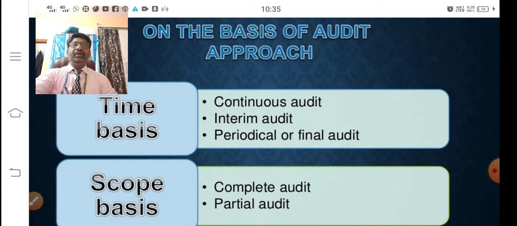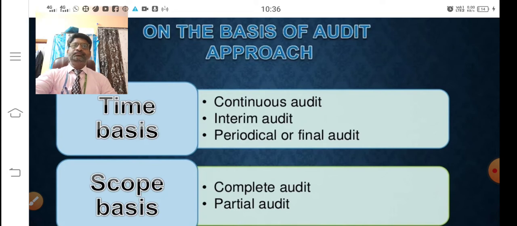Next, now we are going to discuss periodical audit or final audit. What is meant by periodical audit or final audit? It is an audit carried out after the preparation of financial statements. It is an audit where the auditor takes up his work of checking the books of accounts only at the end of the accounting year. In this case, the audit work is commenced and completed in a single uninterrupted session.